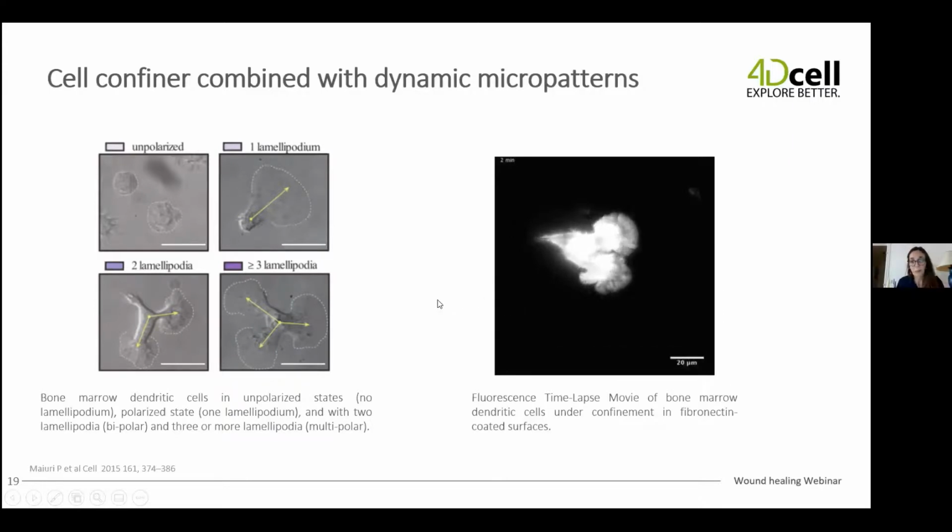So by combining the dynamic micropatterns with the confiner, it's possible to assess this type of studies if this would be something you are interested in, not only the collective cell migration towards the wound healing. And now Patricia will give you just one more example.